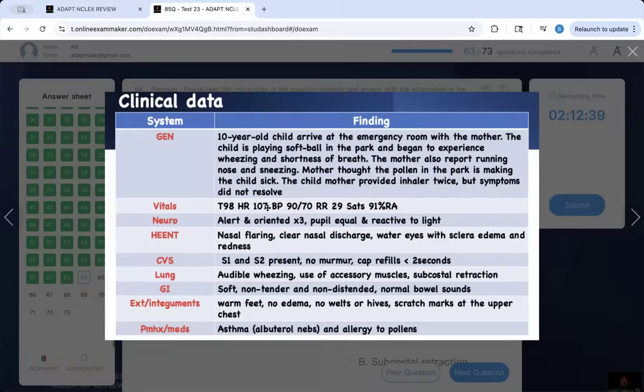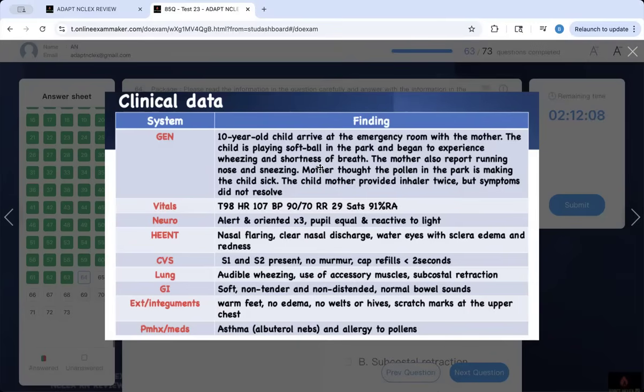It's a 10-year-old child arriving in the emergency room with the mother. Buzzword. Always read the first two lines and don't continue on. If you don't have a clue, please don't continue. But I know you got it. A 10-year-old child arrived at the emergency room with the mother. That means something is not right. Why would the kid come? The child is playing softball in the park and begins doing what? Wheezing and shortness of breath. Then you tell yourself, 10-year-old, wheezing, shortness of breath.